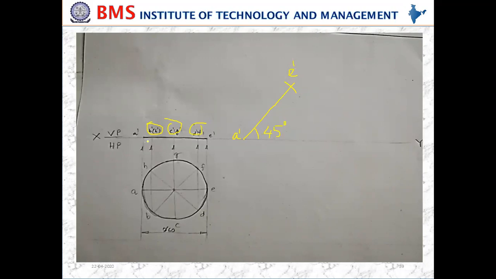How much is there from A dash to B dash? Taking A dash as the center, the distance as the radius, draw an arc. Similarly, from A dash to C dash, how much distance is there? Taking A dash as the center, draw an arc to cut C dash, and you are going to get D dash.